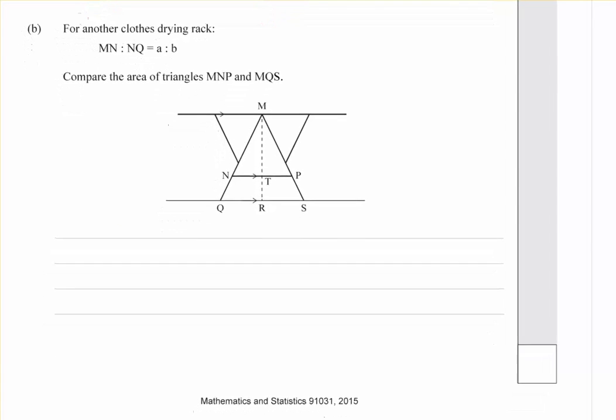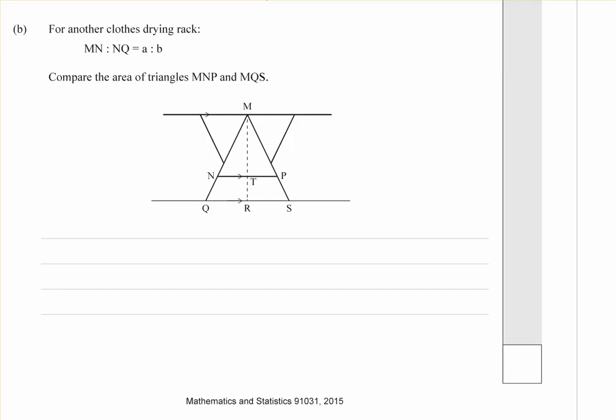Alright, last question here. It's quite a different one, this one. We're told that MN is in a ratio A to B for NQ. So we've got MN, NQ in the ratio A to B. So what we'll do is we'll put an A there, and that length is B. Now I can see that I've got two triangles in here, and we're asked to compare the areas of the two triangles, MNP and MQS.